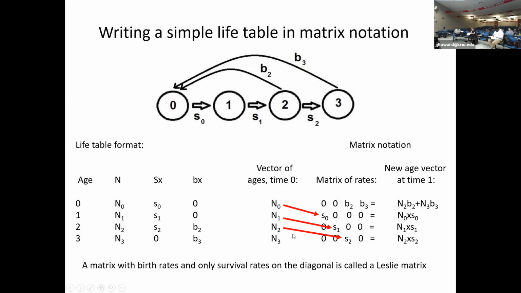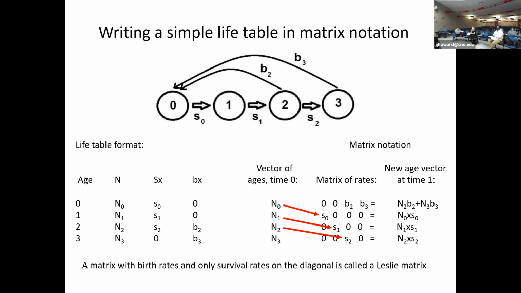Okay, that works exactly the same way for all the other columns. So to get the number of 2-year-olds, there's only one way to do that. The 1-year-olds have to survive to be 2 at this rate. So newborns times 0, 1-year-olds times S sub 1, 2-year-olds times 0, 3-year-olds times 0. And so that's the value of using this notation. It requires more bookkeeping, but it makes every possible transition explicit.